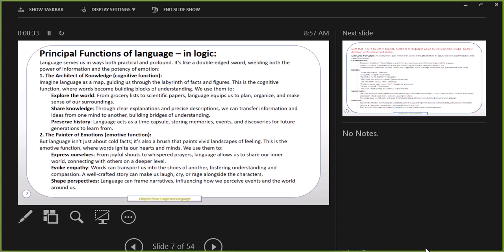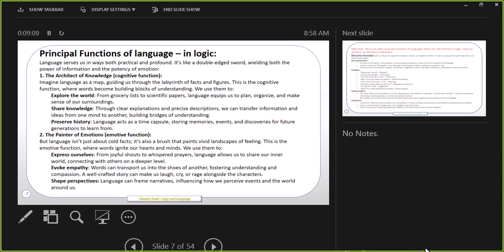But this does not mean that they are all the principal functions of language. We have other principal functions of language, but not common in logic, not used in logic, namely the phatic function, performative function, and directive functions, which are not found in logic. What is the cognitive function of language, and why is it important? And what is the emotive function of language, and why is it important? And which one is more dominant in logic?